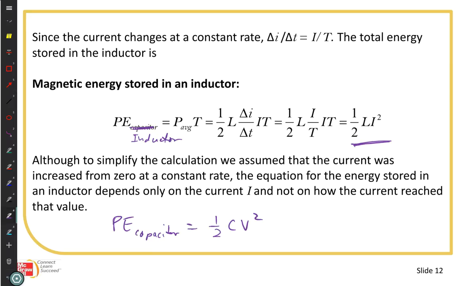But we're going to go a step further, because next chapter, which happens to be Wednesday, we're going to talk about the energy in an electromagnetic wave. And so we're not going to have an inductor or a capacitor. We're just going to have electric fields and magnetic fields traveling through the air. And we want to know about the energy in these fields.